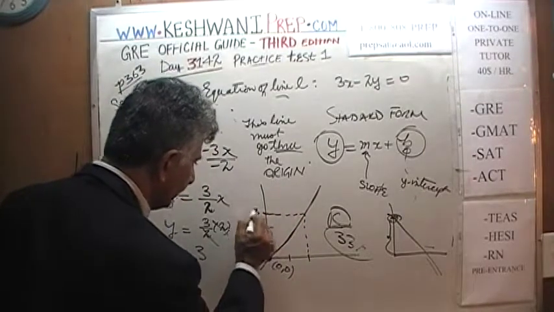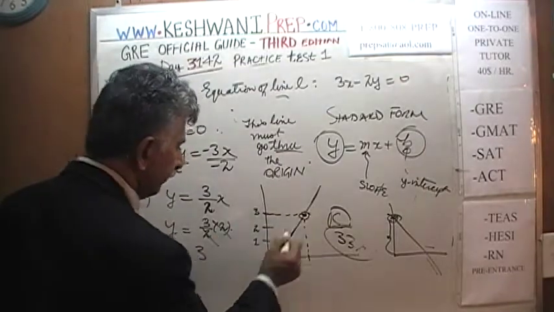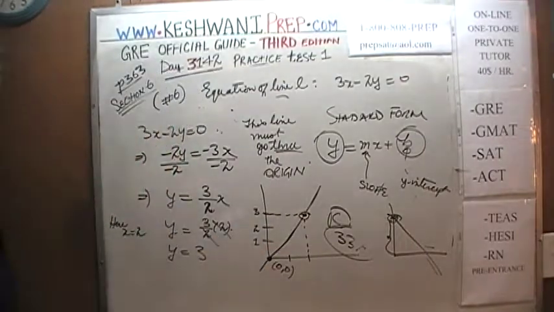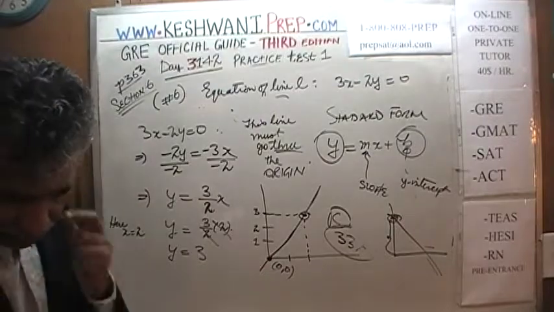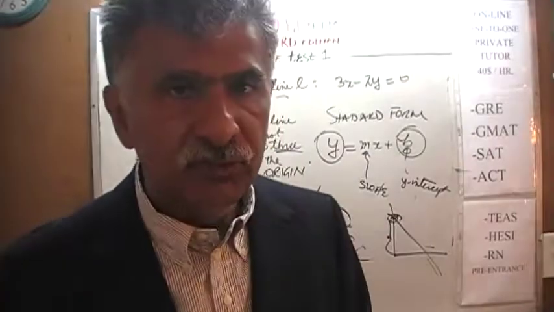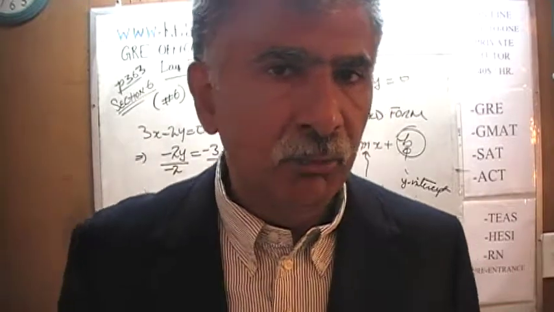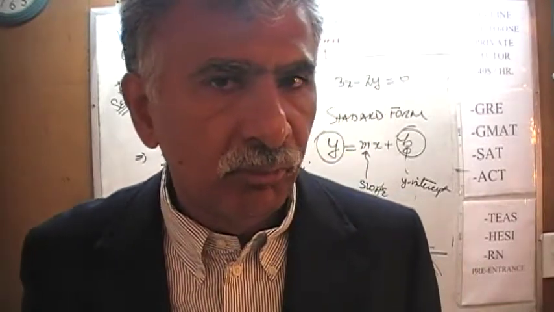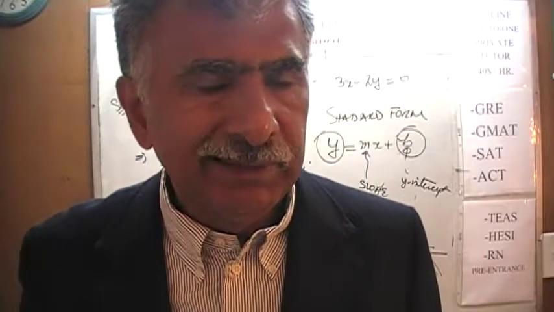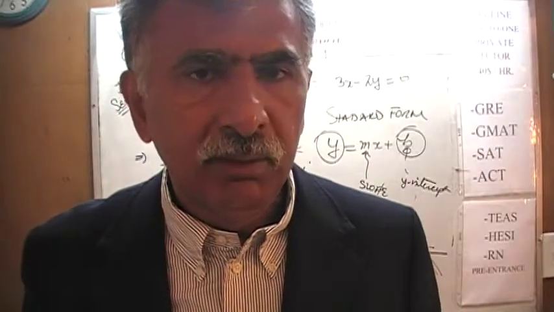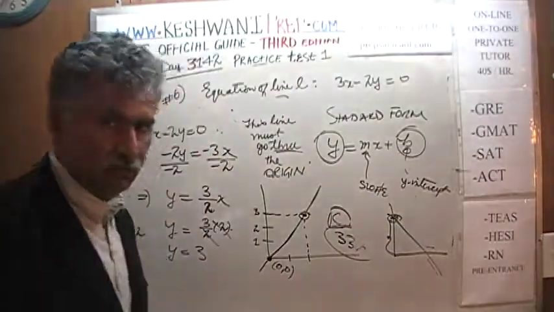1, 2, 3. Right here. Which means the slope of the line is 3 halves. But all of that work was not necessary. What was necessary here was to be able to recognize right away that this line goes through the origin, and because it goes through the origin, it has both the x-intercept and y-intercept 0. 0, 0. It goes through the origin.